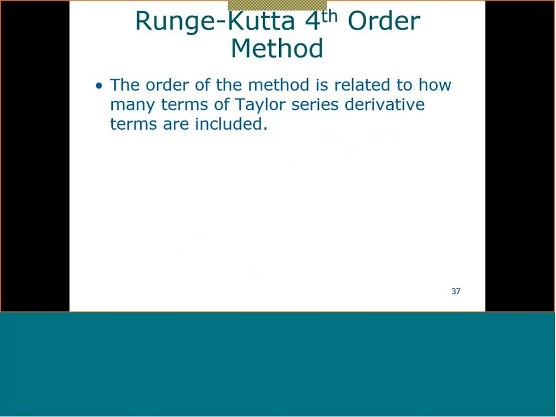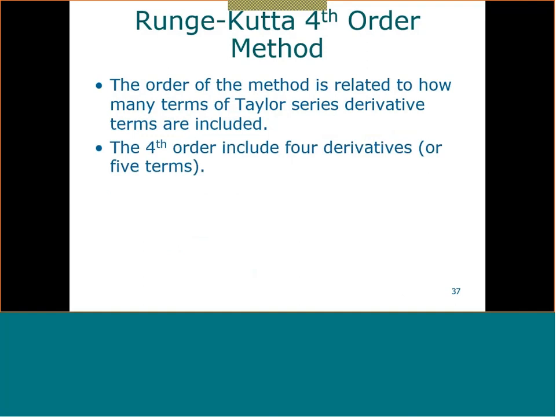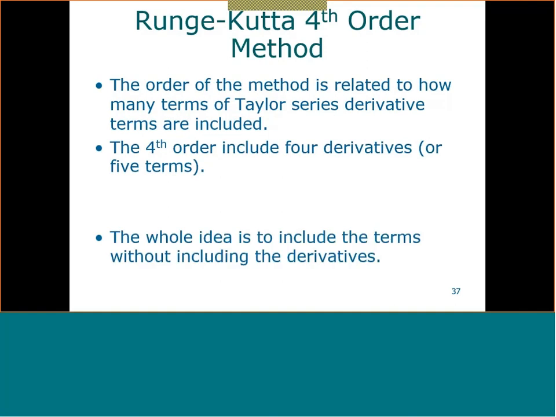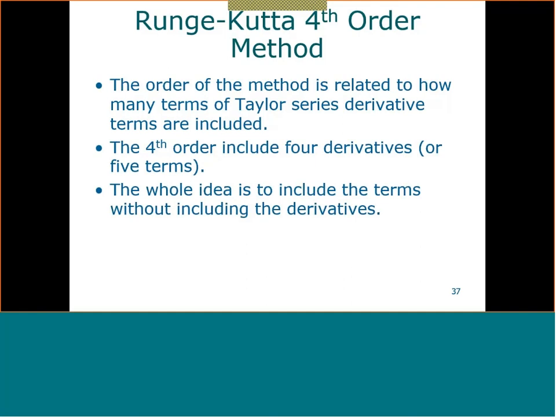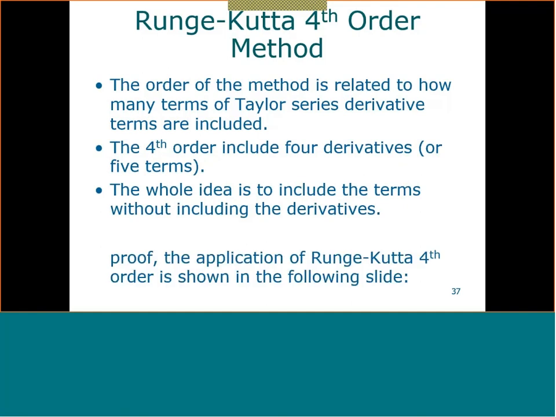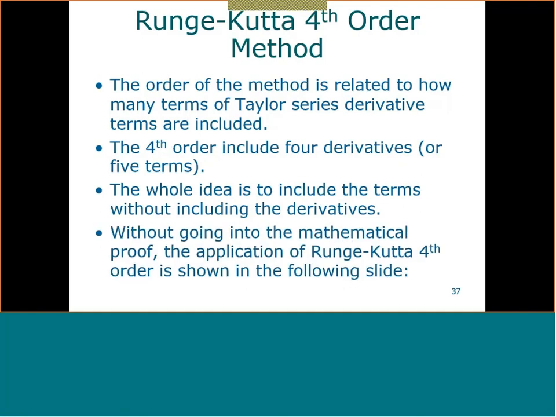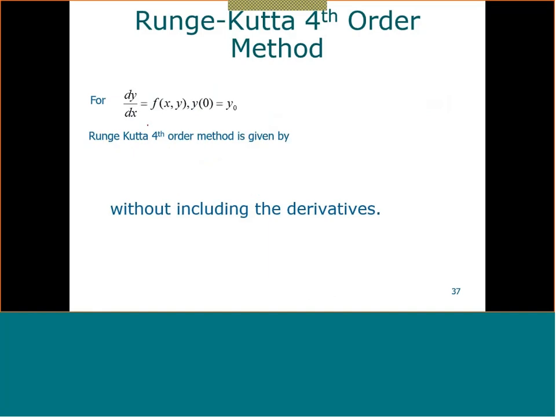Now, the order that we talked about here is how many terms of the Taylor series derivative are included. And as we know, the more we include, the higher the accuracy of our approximation. So when we say fourth order, it means we have 4 derivatives, including the first term, which will make it 5 terms. However, the whole idea here is that we want to approximate it without using any derivatives.